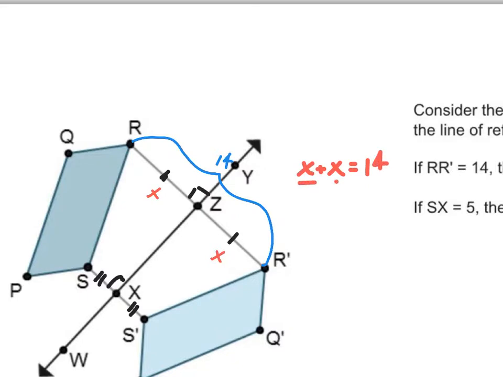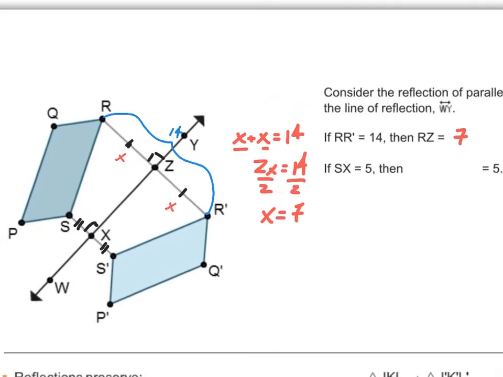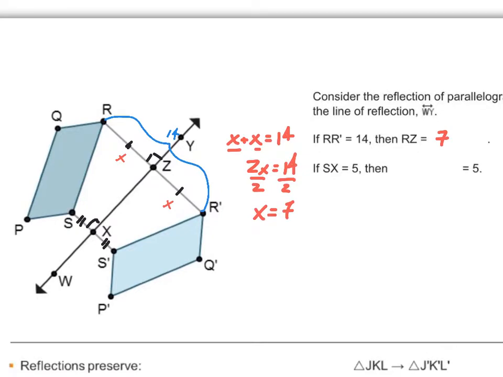I can say that x plus x is equal to 14. All right, and so combine those two, that's going to give me 2x, and that's going to be 14 divided by 2, divided by 2, and I get that x is equal to 7. All right, so RZ is equal to 7. Length of 7. If you can do that in your head, go ahead and do it in your head, but there's a way to do it this way.